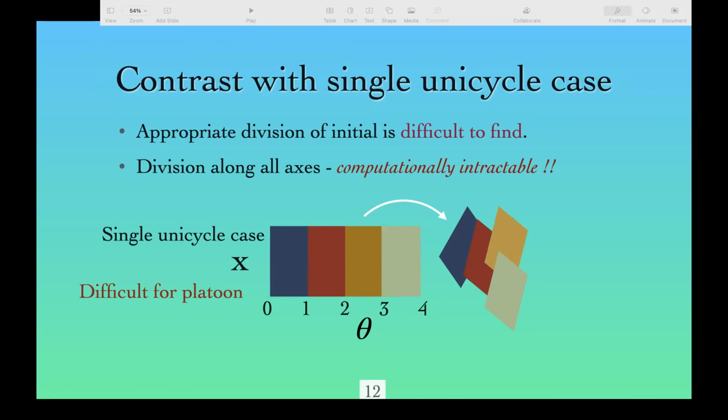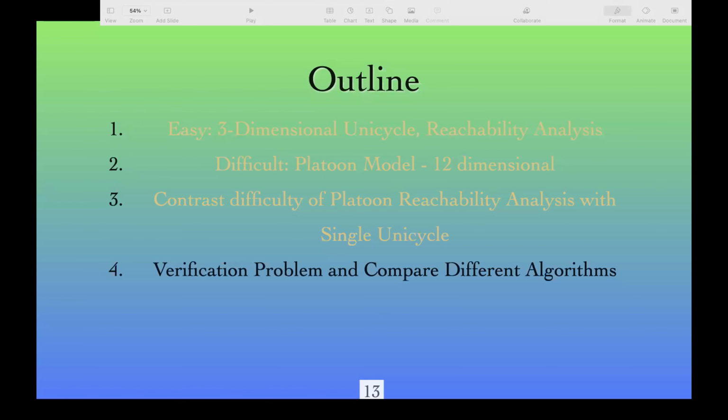Instead, if you try to divide the initial set along all the axes in order to reduce the linearization error or the abstraction error, this approach is also not feasible because we have a 12-dimensional space, and then we will have to handle the curse of dimensionality. In 12 dimensions, dividing along all axes would be computationally intractable. So these are challenges associated with the reachability analysis of the unicycle platoon model.